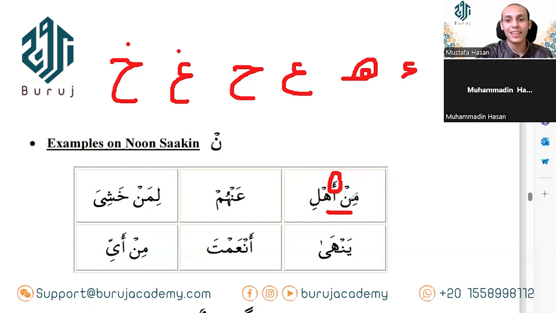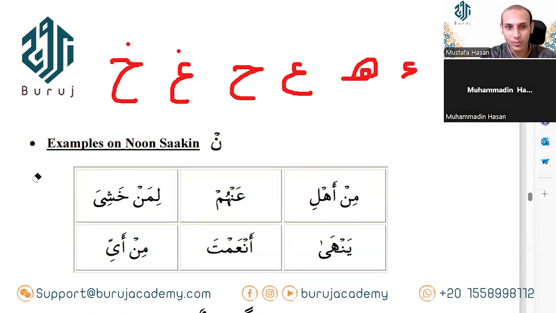We should say the noon with sukoon clearly without prolonged ghunna. So we have to say it like that: min ahli. Yes, excellent. We shouldn't say it with prolonged ghunna. It's incorrect. We have to say the noon with sukoon clearly without prolonged ghunna. That's why the rule is called clarity, or izhar.